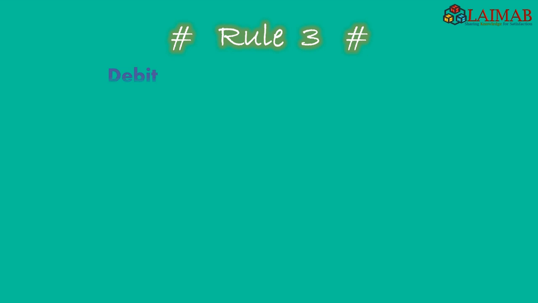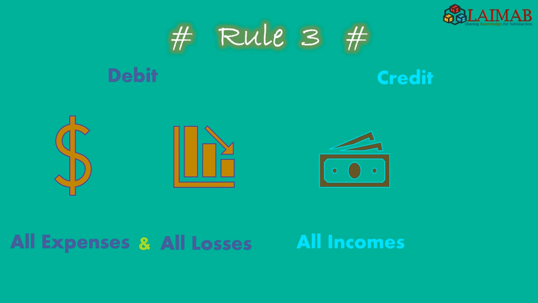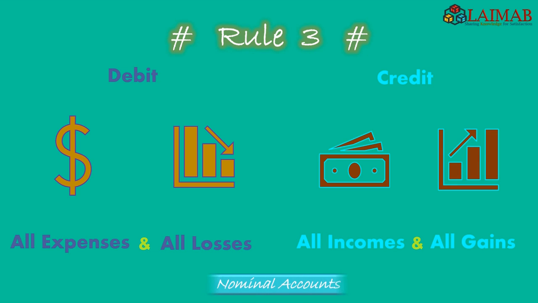Rule 3. Debit all expenses and losses. Credit all incomes and gains. This rule is applied in case of nominal accounts. The capital of the company is a liability, so it has a credit balance by default. When we credit all incomes and gains, we increase the capital, and by debiting expenses and losses, we decrease the capital.